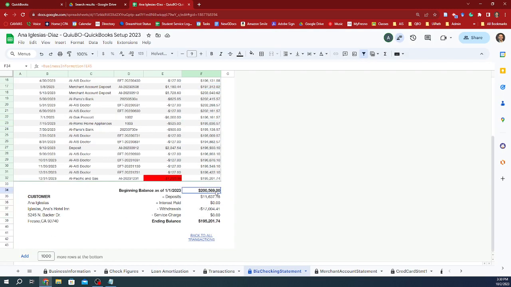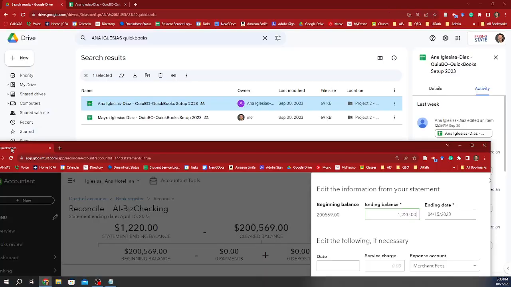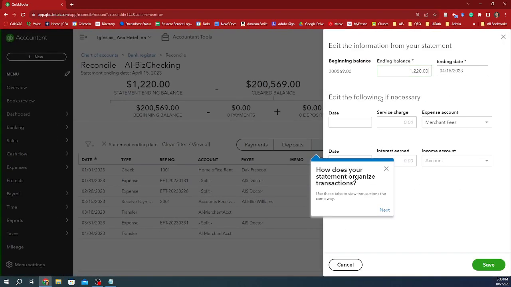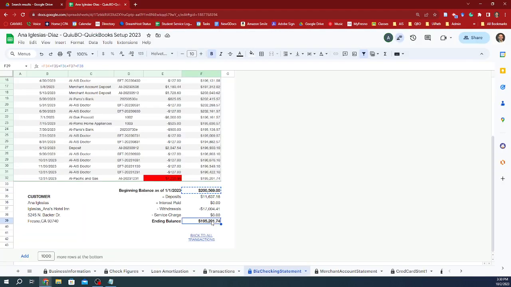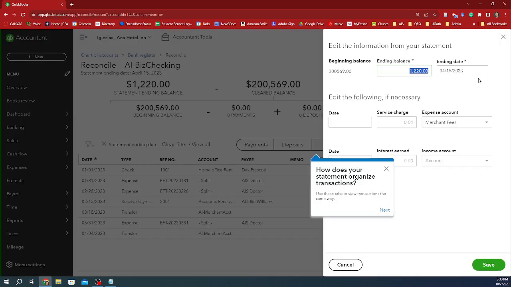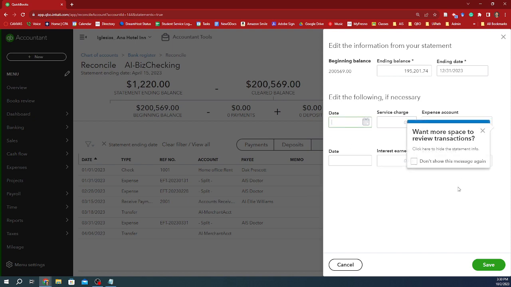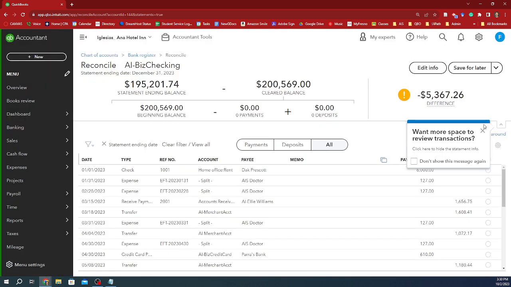The beginning balance was 205.69, right? That is correct. That was the beginning balance. And the ending balance for that statement was 195,291, right? So that was incorrectly plugged in. And the ending date for this statement is 12/31/2023. So we are looking at the business checking, right? In this case, it looks like Anna was trying to reconcile against the credit card statement. So that's all the initial numbers.